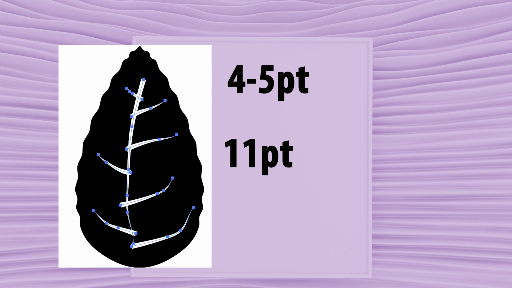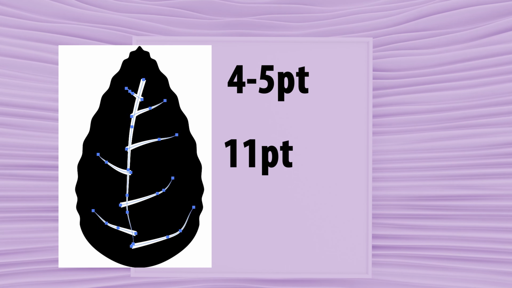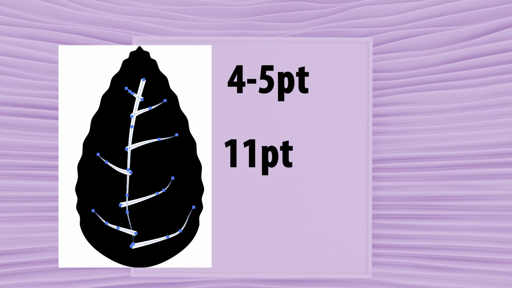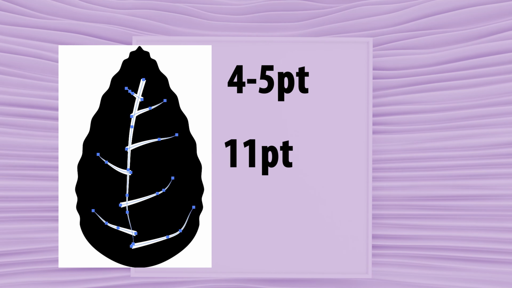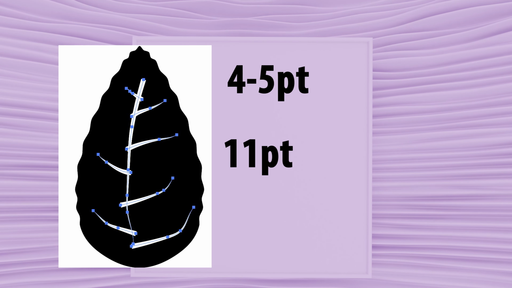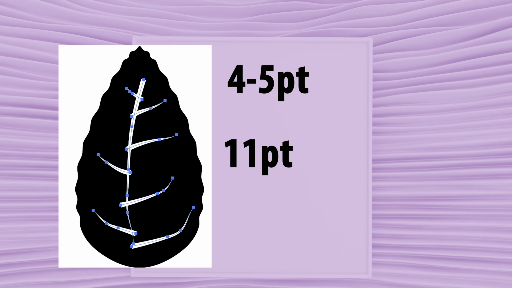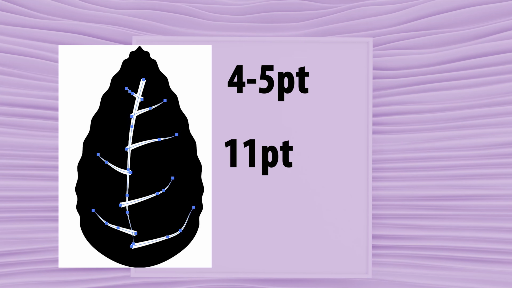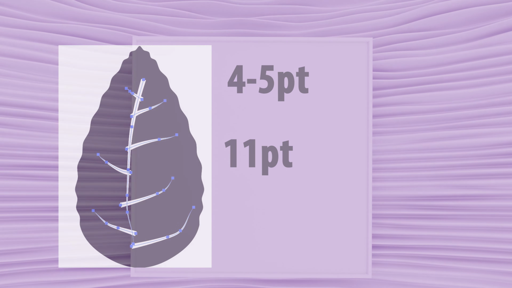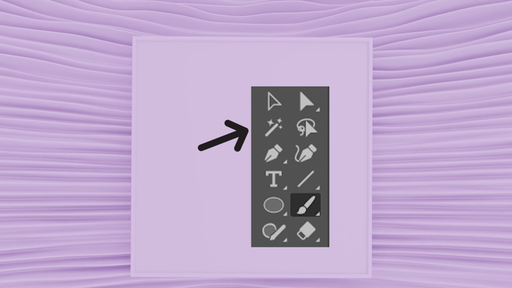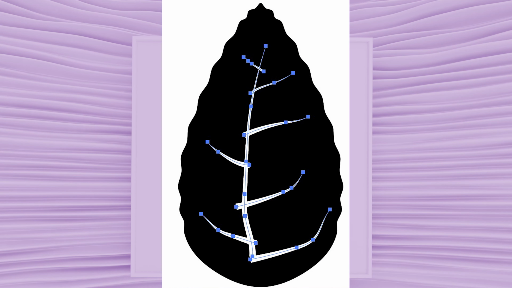Similarly, we will modify the veins in the middle section of the leaf to have a stroke weight of approximately 11 points. Feel free to adjust the stroke weight as needed to get the desired look that you want for your leaf. Next, we will need the Magic Wand tool, which is Y on your keyboard, to select all of our lines again.